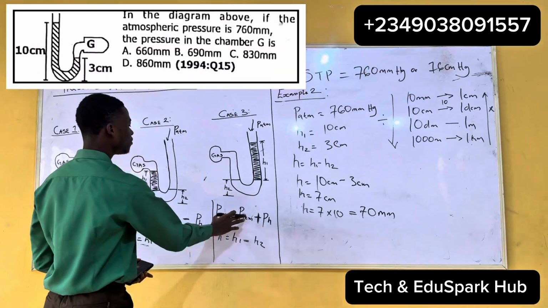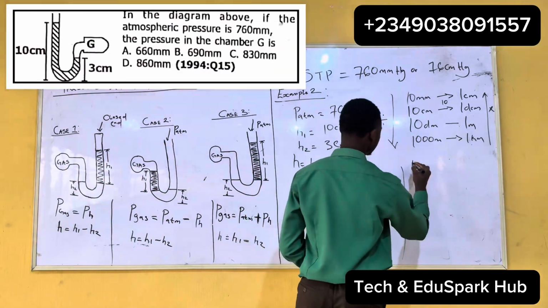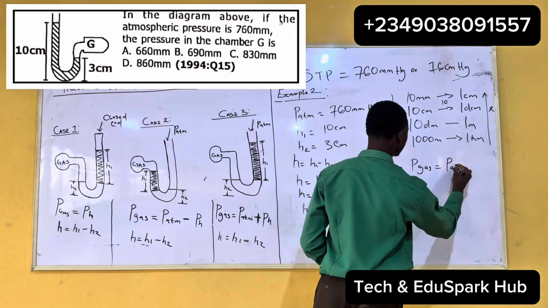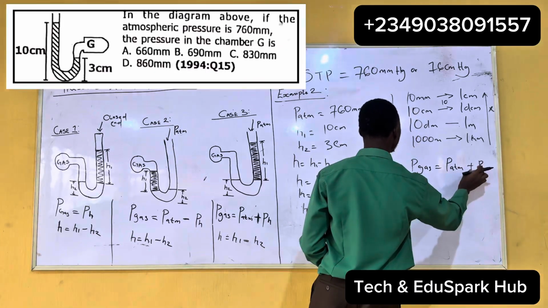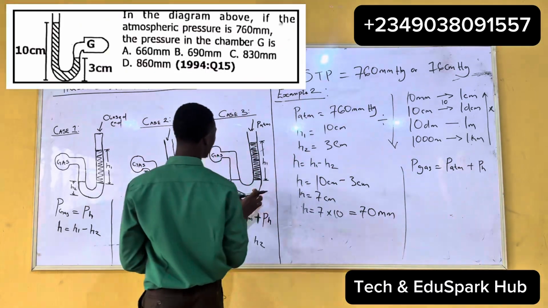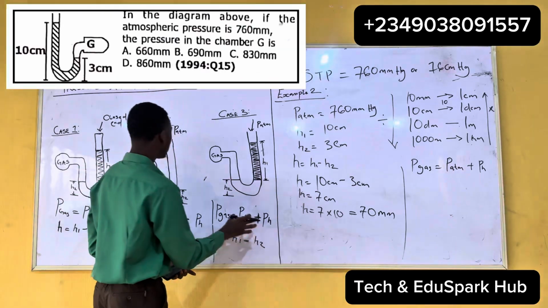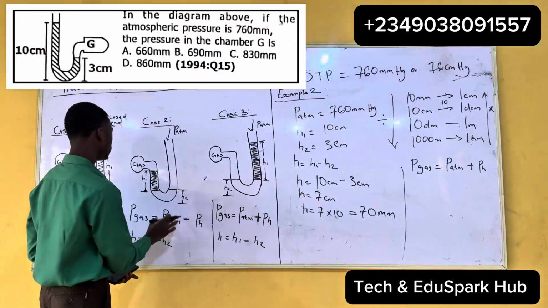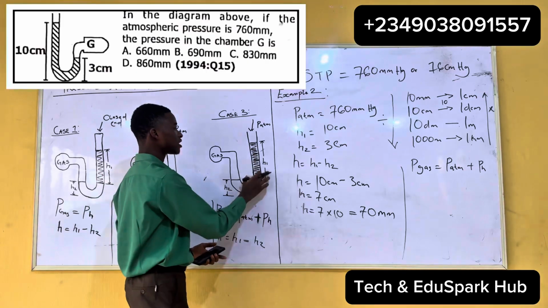Now, back to our formula for pressure of gas. We have that our P gas will be equal to the atmospheric pressure, which is the PATM, plus the P height. And we are using plus because the height of the liquid column is longer than the height of the gas column. So you'll be using this formula. But assuming the height of the gas column is longer than the height of the liquid column, we'll be using subtraction in this case. But we are still having questions of this type.